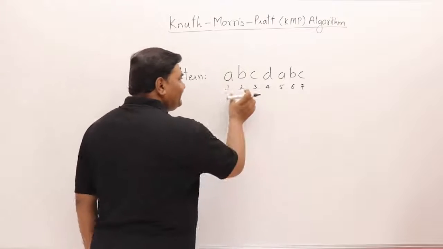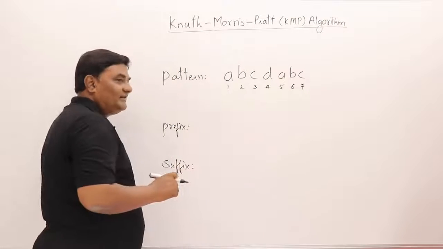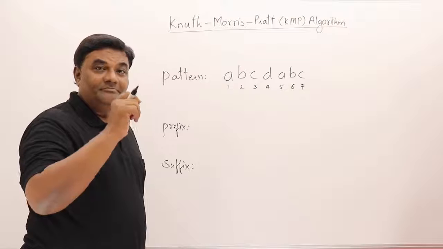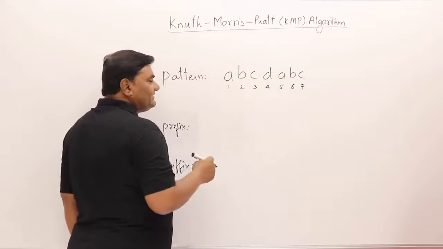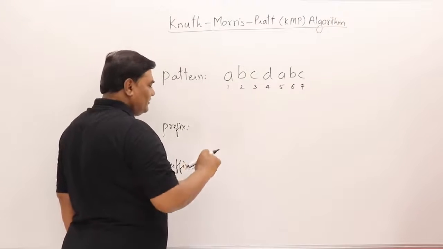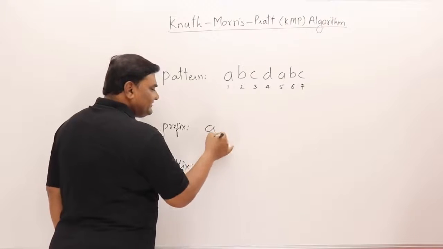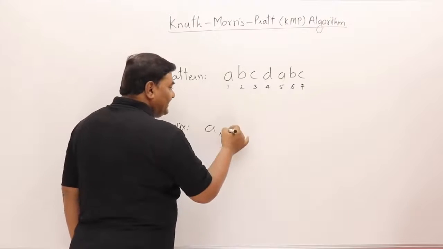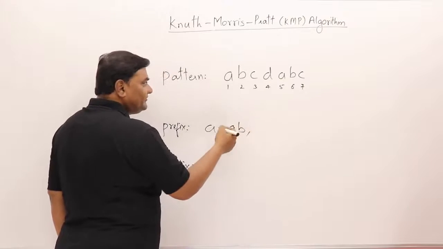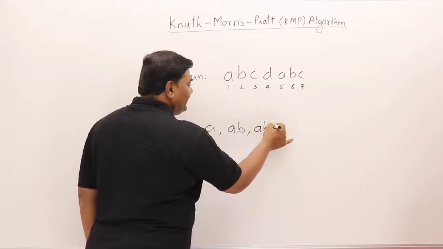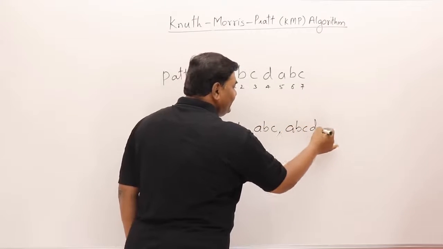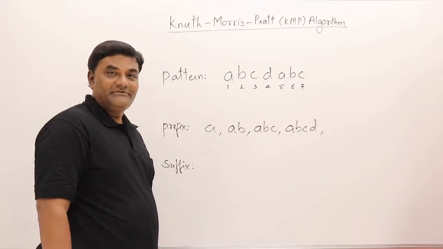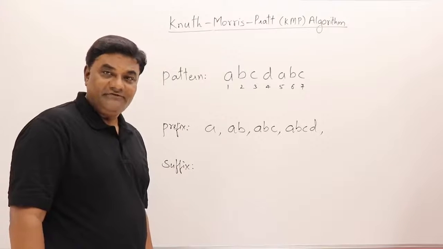We have to take a subset of these alphabets in a pattern, but we must start from the beginning of the pattern only. How many characters should I take in a subset? As many as you want. So I just take A. Yes, it's a prefix. Now I will take A and B also. Yes, this is also a prefix. A, B, C. Yes, also a prefix. A, B, C, D. Yes, this is also a prefix. All these are valid prefixes.